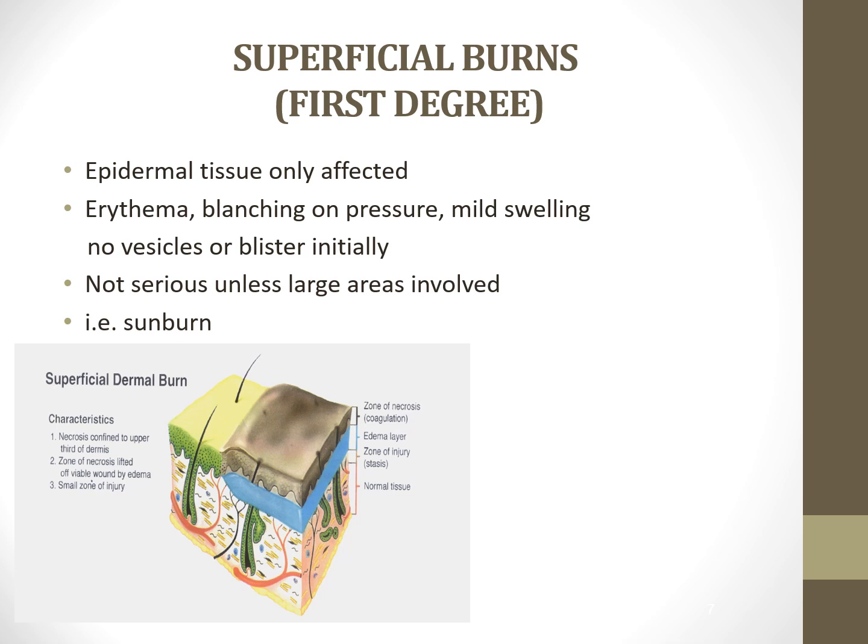Superficial burns, first degree. Epidermal tissue only is affected. In first degree burn, only the epidermis is affected. Erythema, blanching on pressure, or mild swelling may occur. No vesicles or blisters are found initially. Not serious unless large areas are involved. The sunburn, we may call it a first degree burn.